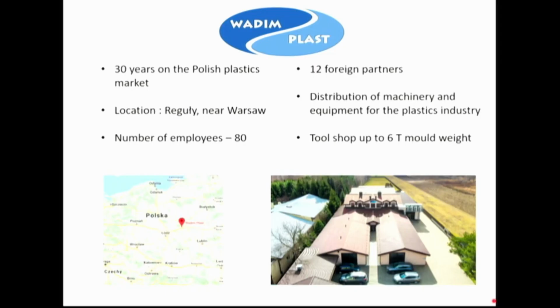So at the beginning I would like to tell you very shortly about our company. We are located close to Warsaw in the small city called Reguły, and at this moment we have 80 employees and 12 partners from other countries. And we are selling injection molding machines and other equipment for the injection molding process.